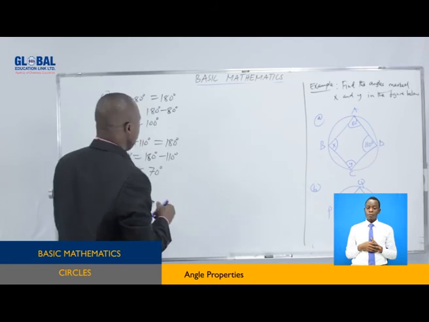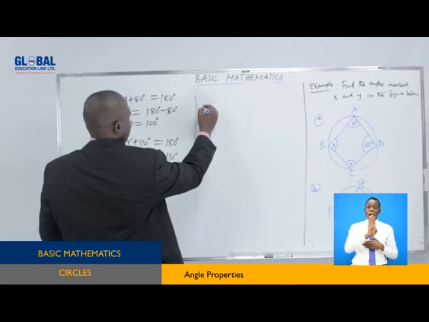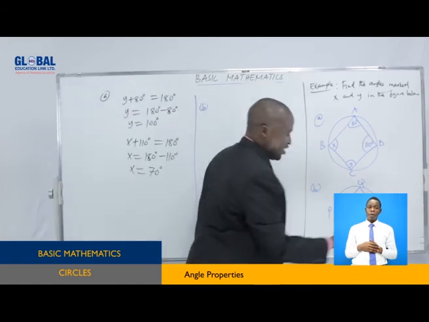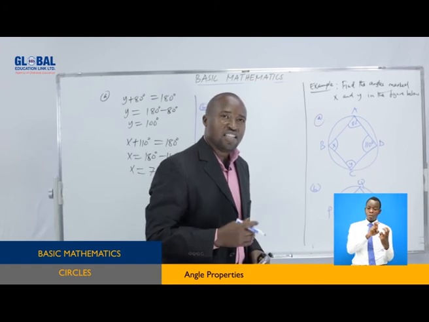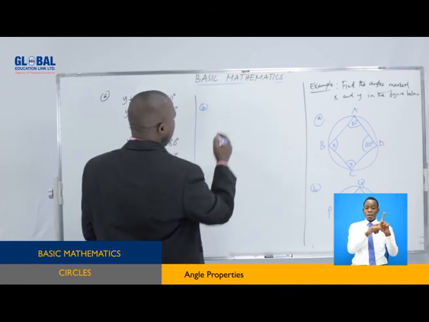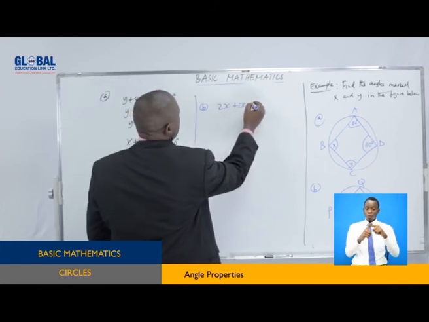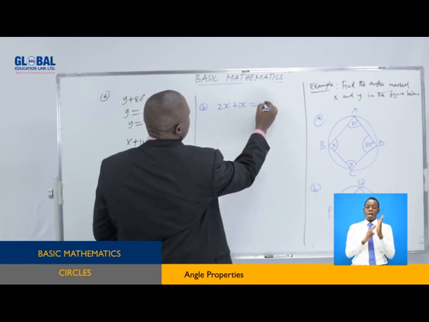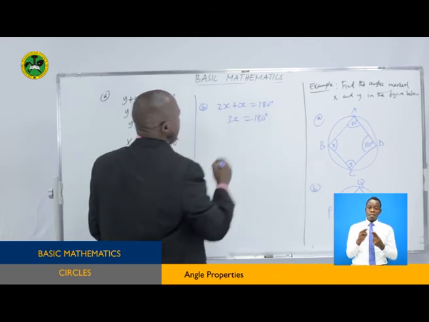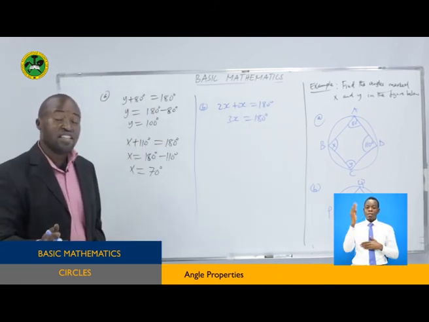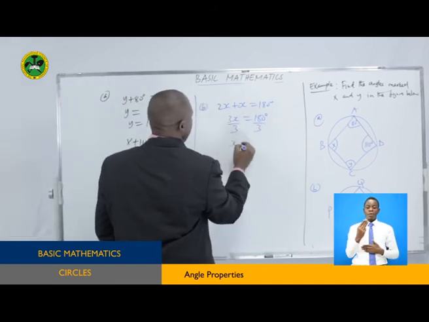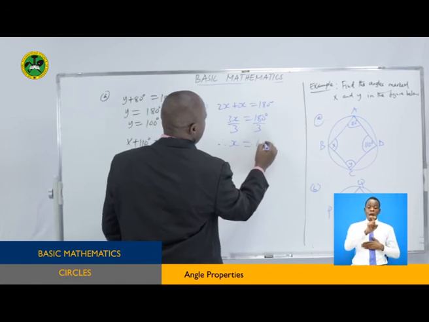Now let us proceed with b. So here 2x is opposite to x. Now these angles add up to 180 degrees because they are opposite angles in the cyclic quadrilateral. So for b we say 2x plus x is equal to 180 degrees. So 3x is equal to 180 degrees. Now to find x, divide by 3 from both sides. So we have x is equal to 60 degrees.